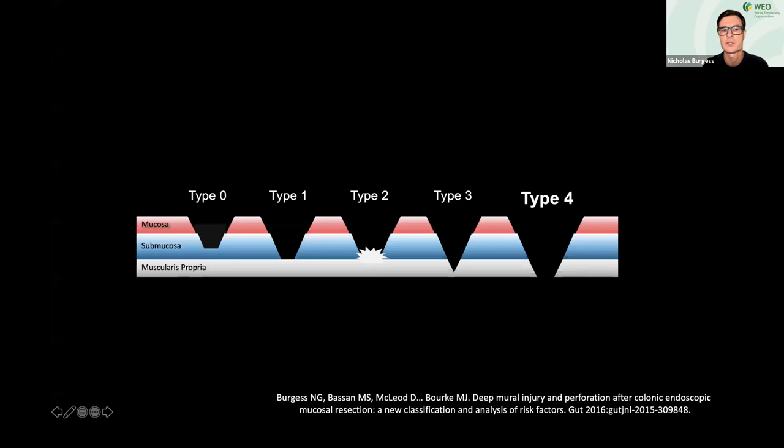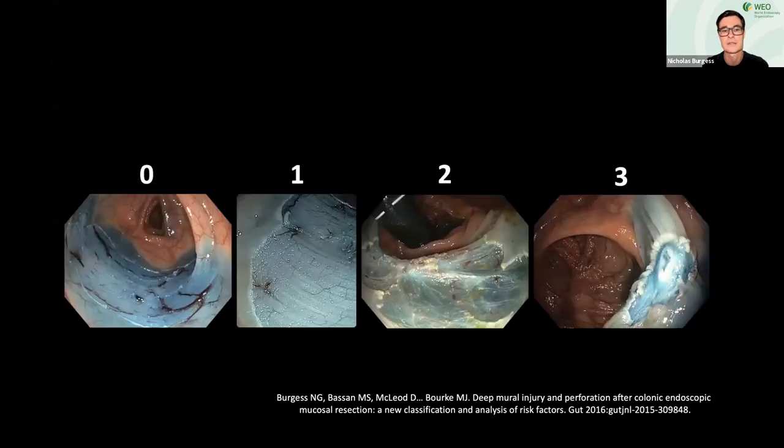Type 0 is no injury. Type 1 is where the muscularis propria is exposed. Type 2 is where you're not quite sure what's going on. Type 3 is a resection which has removed part of the muscularis. And type 4 is a complete hole, with type 5 with prep or bowel contents going through that. These are them depicted endoscopically.